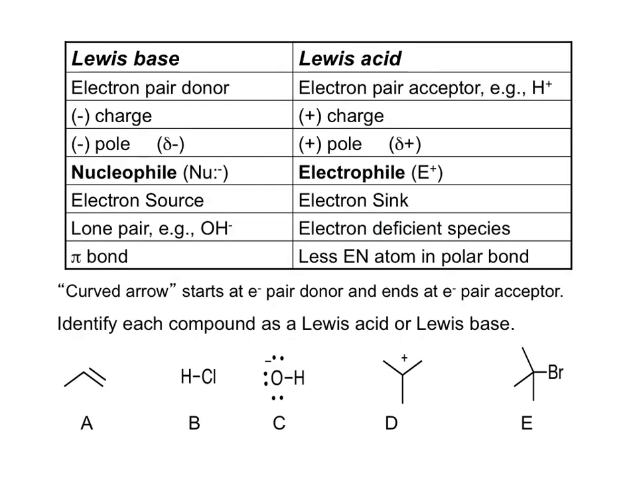We've looked at how acids react with bases. And we also looked at how we can use curved arrows to show how bonds break and form when an acid reacts with a base. This table tells us some other terms for acids and bases and some of the structural features we can use to identify an acid or base in a chemical reaction.